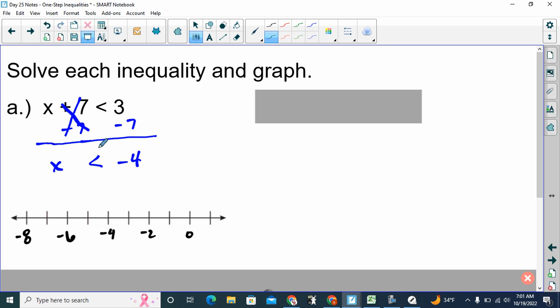We need to decide if we have an open or a closed circle. Because x cannot be equal to negative 4, it does not have the or equal to there. We are going to use an open circle. We don't color it in to indicate that we are not including negative 4. And in this case, negative 4 is bigger than x, and I'm trying to shade in x. So if negative 4 is the bigger thing, I want to shade in to the left.